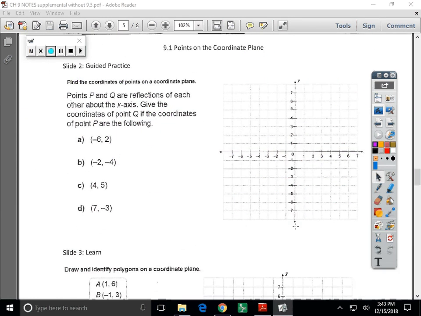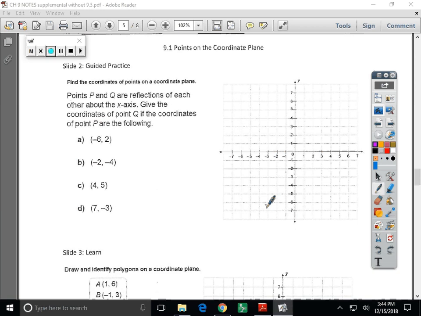The last part of lesson 9.1 talks to you about reflections, and this is on the very next page of your notes packet. So turning our page, I'm on page 4. On page 4 you're going to see something that says 9.1 points on the coordinate plane. This is slide 2 from our more typical notes, and it says we're going to find the coordinates of points on a coordinate plane. Points P and Q are reflections of each other about the x-axis. Give the coordinates of point Q if the coordinates of point P are the following.